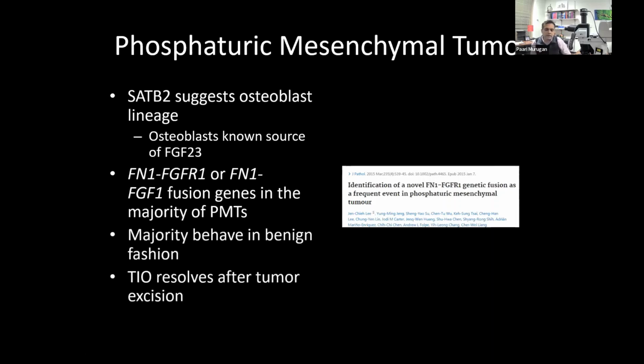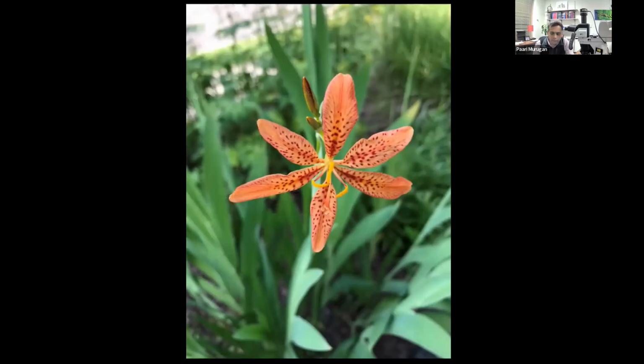And finally, clinically, these tumors all behave in a benign fashion. There are very rare examples of malignant ones. And as you might have guessed, the tumor-induced osteomalacia always resolves after the tumor is excised, as happened in our patient. So that brings me to the end of my challenging case presentation. Again, please, your questions are welcome if you have any on this case.